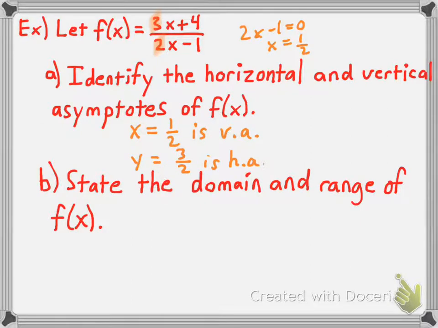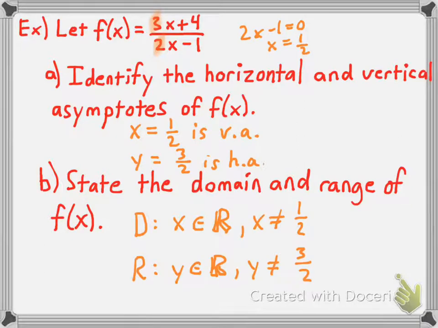Alright, the domain and range are these. For the domain, like we said, x can be anything except for whatever the vertical asymptote is. And for the range, y can be anything except for whatever the horizontal asymptote is. With me, I hope? Good. Now let's use that information to go ahead and make the graph of the function.